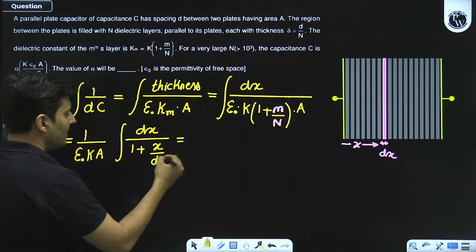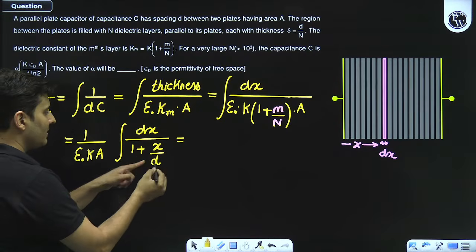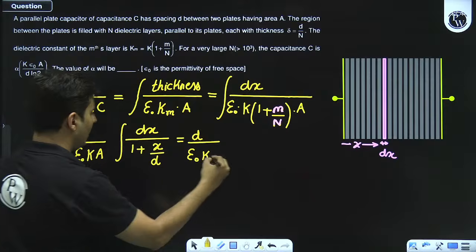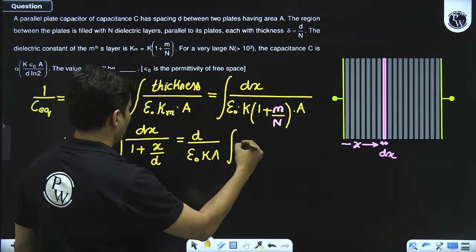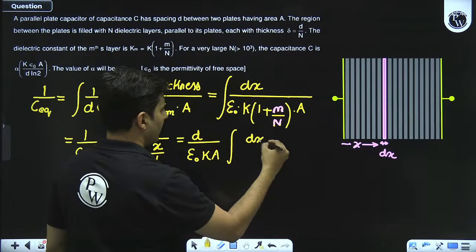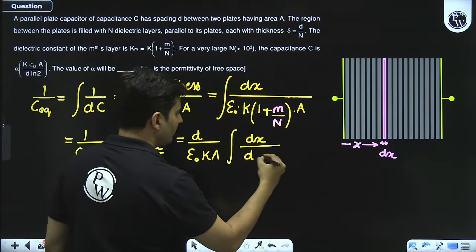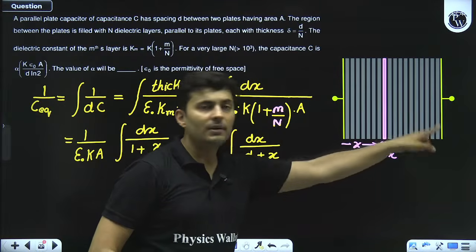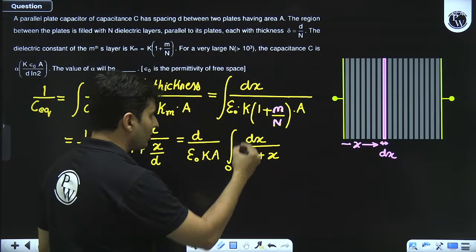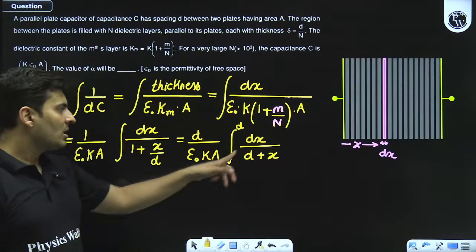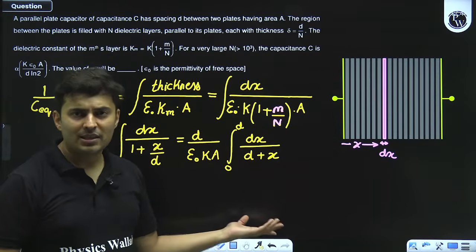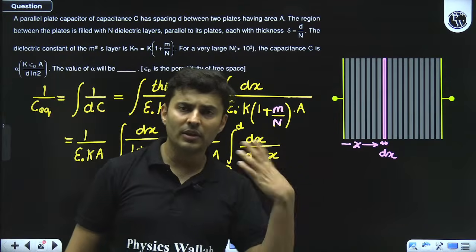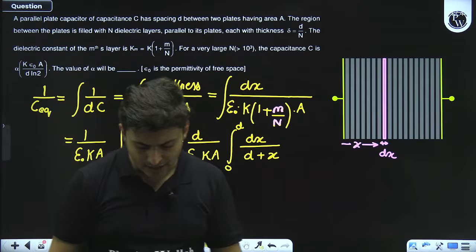Furthermore, if I take the LCM and do the math, this will be x plus d. This d will go on the top. So it will become d divided by epsilon naught k multiplied by a, integration of dx whole thing divided by d plus x. The limits of the integration: x will start from 0 and go till d. Now this looks like 1 by a plus bx form, whose integration is nothing but log of a plus bx, the whole thing divided by b. This is log integration, nothing else.